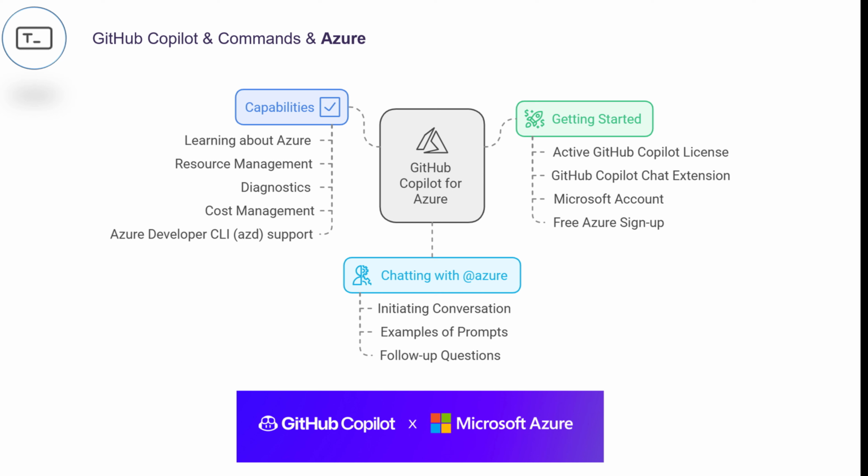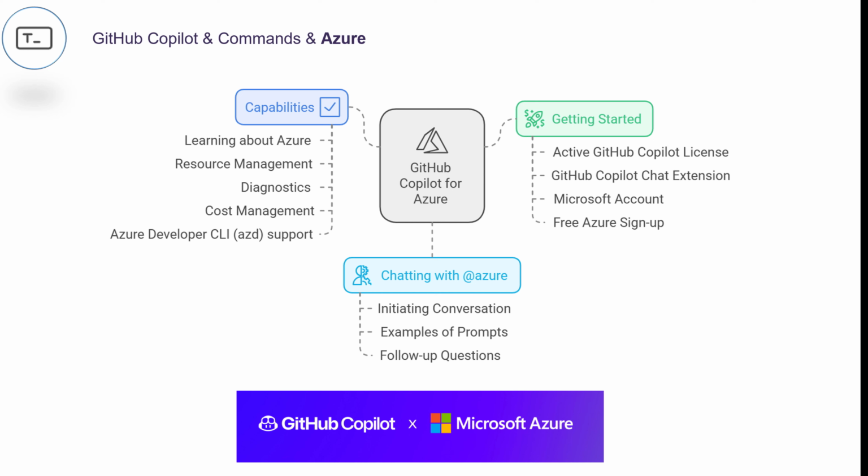We are going to get started right now, but we need active GitHub Copilot licenses. We need the chat extension. We need a Microsoft account. You can today have a free Azure account, and you will get like $200 for 1 year that you can use with the 12 free Azure services.